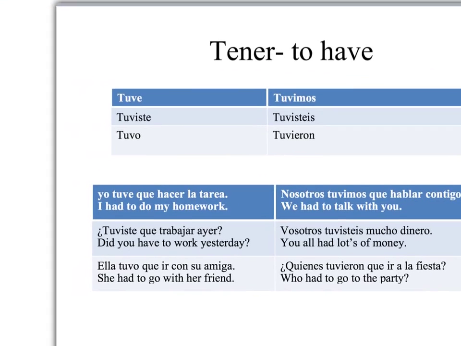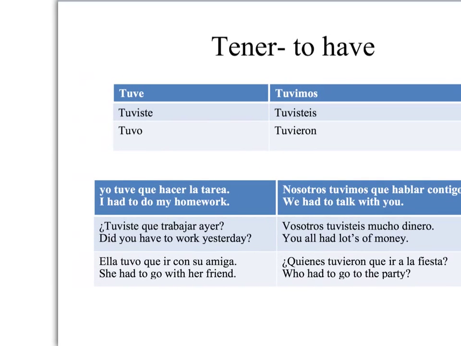And last, let's take a look at the verb tener, which translates to have, and it goes like this. Tuve, tuviste, tuvo, tuvimos, tuvisteis, y tuvieron. Let's take a look at the tú form. ¿Tuviste que trabajar ayer? Did you have to work yesterday?